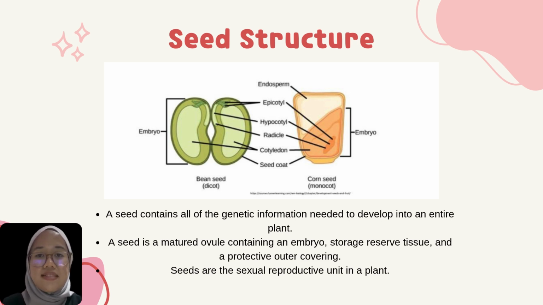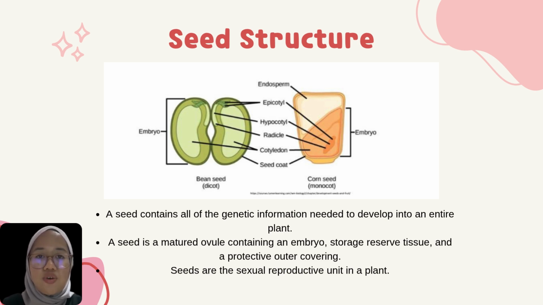Inside the seed, we will find the embryo with tiny parts that will grow into roots and shoot. Epicotyl will grow into the stem and leaf. Hypocotyl is the part just below the leaf. Radicle becomes the roots. Cotyledons store food for the embryo. And lastly, the seed coat protects the seed.